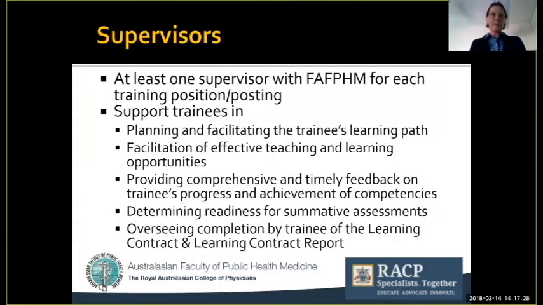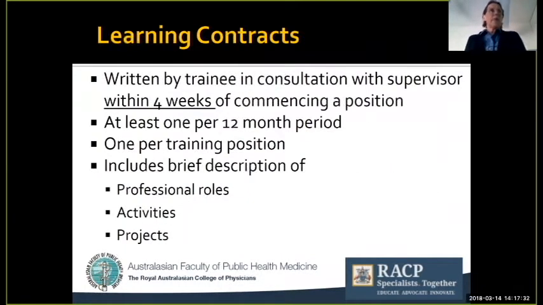So that's important that they're in the loop with all of those things. So learning contracts. The idea of the learning contract, it is a contract. It's an agreement between the trainee and the supervisor, an agreed set of things that will be achieved during that position. It has to be submitted within 4 weeks of commencing a position. So please keep that number in mind, so that it really sets out what you plan to do over that period of training.